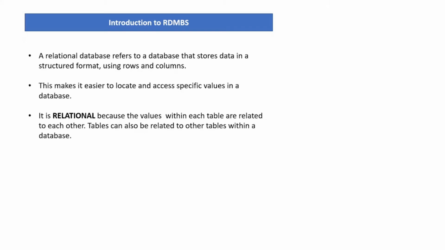Now let's look at what RDBMS means. A relational database refers to a database that stores data in a structured format using rows and columns. This makes it easier to locate and access specific values in a database. Now, why is it called relational? Because the values within each table are related to each other. And it generally happens that tables are also related with other tables within a database.